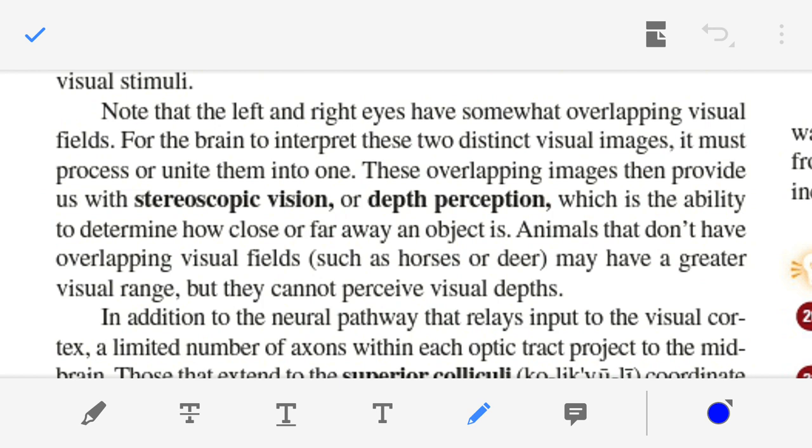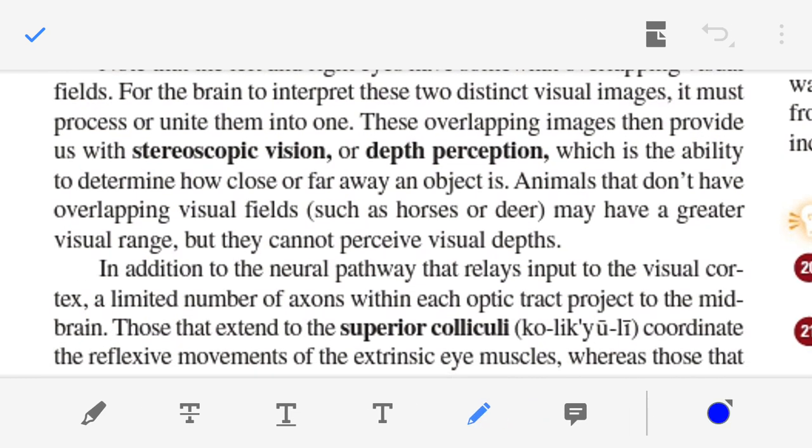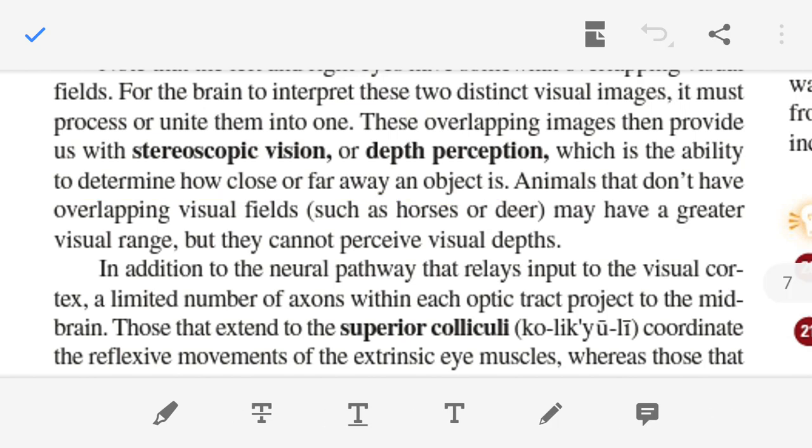So this overlapping of images from the left and right eye and interpretation by the brain provides us stereoscopic vision or depth perception. And this stereoscopic vision or depth perception is the ability of humans to determine how close or far away an object is. So we can decide, okay, this object might be 1 kilometer away, or 2 kilometers away. Or we can decide that the pen is lying on the table, or the mobile is very close to us. That we can determine due to this stereoscopic vision.